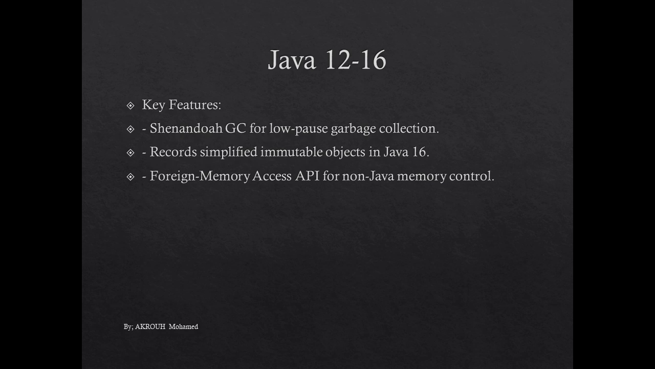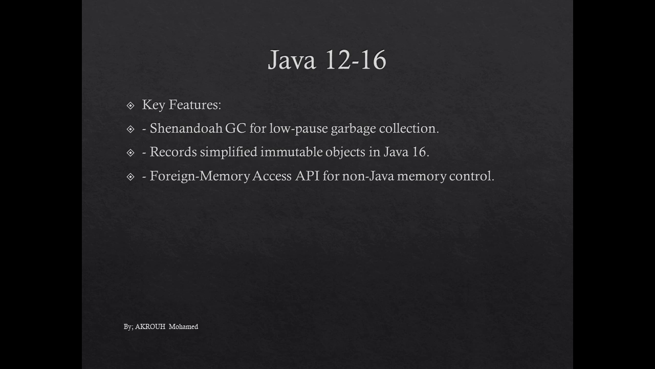Shenandoah GC was introduced in Java 12, offering low-pause garbage collection optimized for cloud environments. Records, officially introduced in Java 16, simplified the creation of immutable objects. Java 16 also introduced the Foreign Memory Access API, allowing better control over non-Java memory.